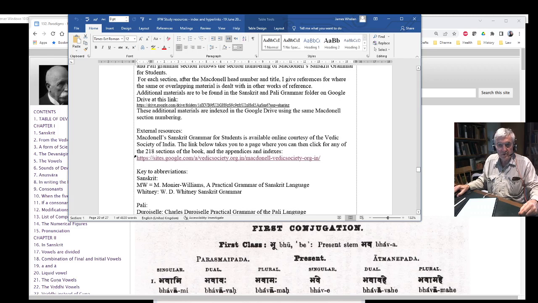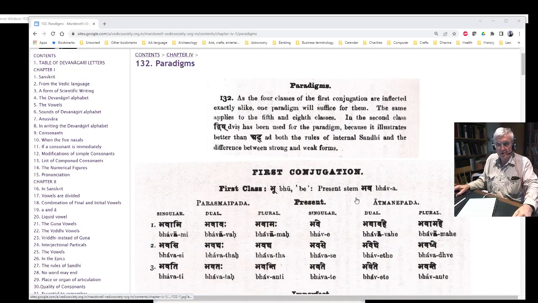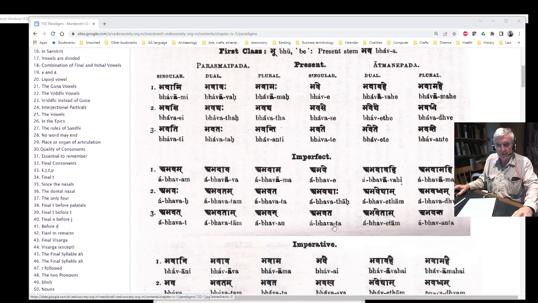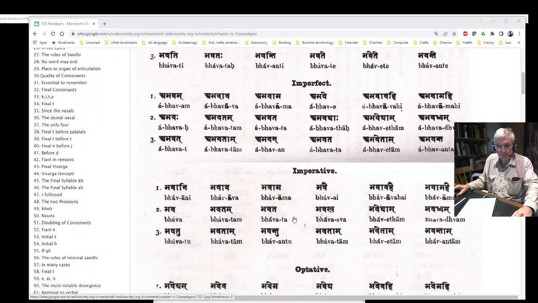And then this is where the link to MacDonnell is, and that's the link that I've clicked to get to where I am on the shared screen now. So look at the paradigms. It's in paragraph 132, which I think actually is the longest single section in MacDonnell, because he gives the paradigms for the conjugation of all of the verbs in the present system. That's the present, imperfect, imperative, and optative.